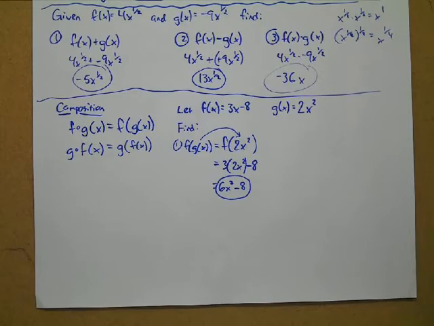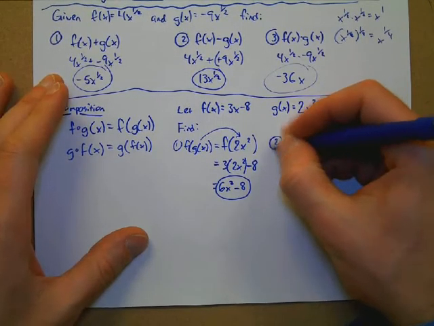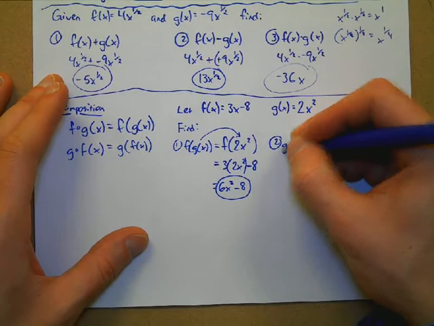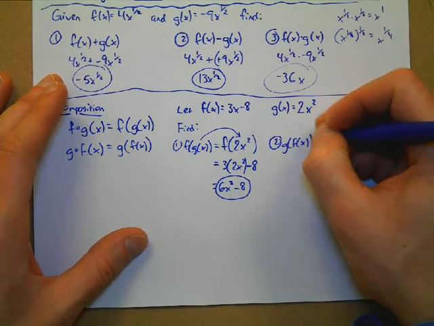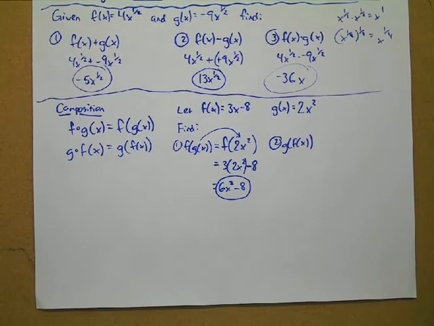I was going to have you guys do this next one, but I think we better do it together just because it's a little bit different. What about g of f of x? So now I've swapped places, right? I'm plugging f into g, and I want to simplify that, right? Before I plugged g into f. I took that 2x squared, we plugged it into f. Now I'm going to take f of x, 3x minus 8, plug that into g.